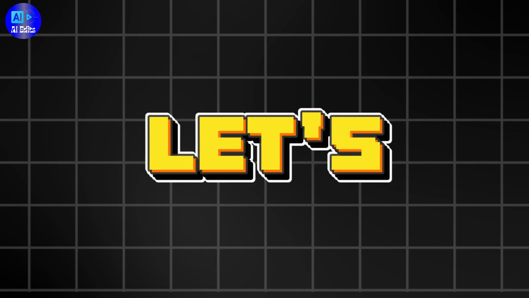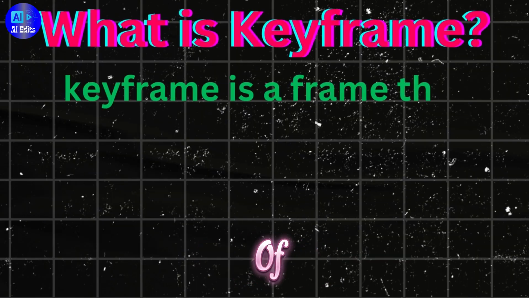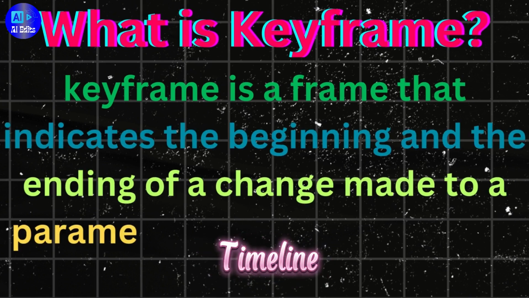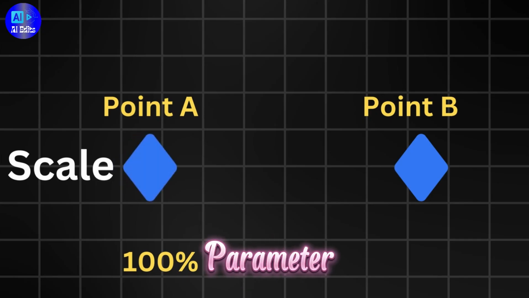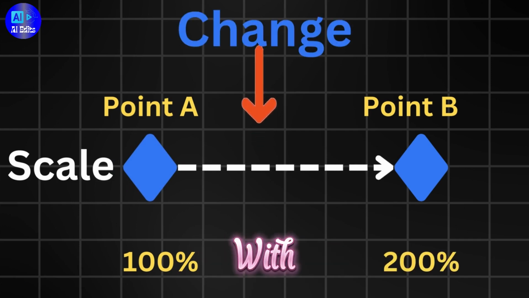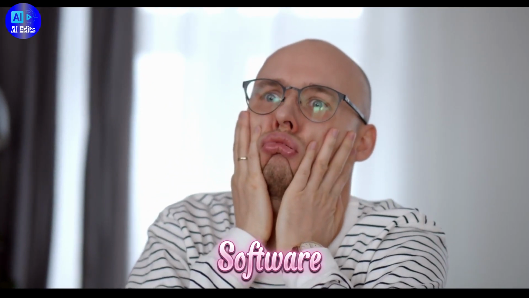Let's get started. A keyframe is a frame that indicates the beginning and the ending of a change made to a parameter of your video. In the timeline, in simple terms, it's when you set a point on a parameter and you set another second point on the same parameter with different values in between, so that the change happens. That's what keyframes are. What? It still sounds complicated. It will be easier as I will show you practically on CapCut software.